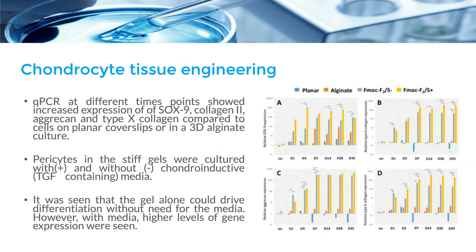So we wanted to move on to looking at different markers, and so we moved to using qPCR at various time points from day 1 up to day 35. Here we used planar control, which is just a cover slip. We used alginate as a typical material that chondrocytes are encapsulated in, a gold standard if you like.